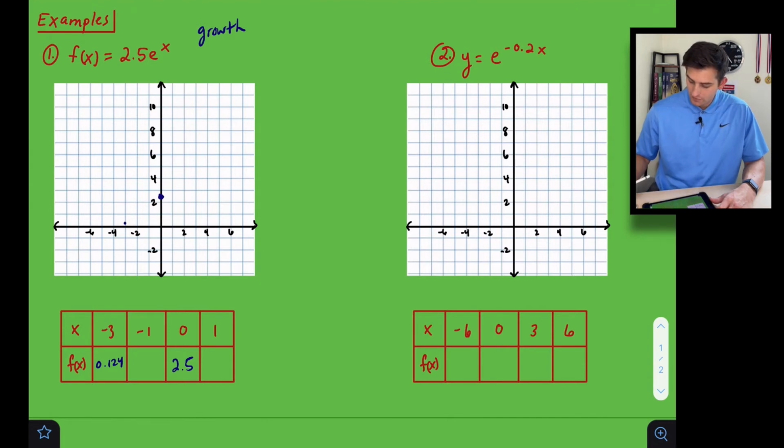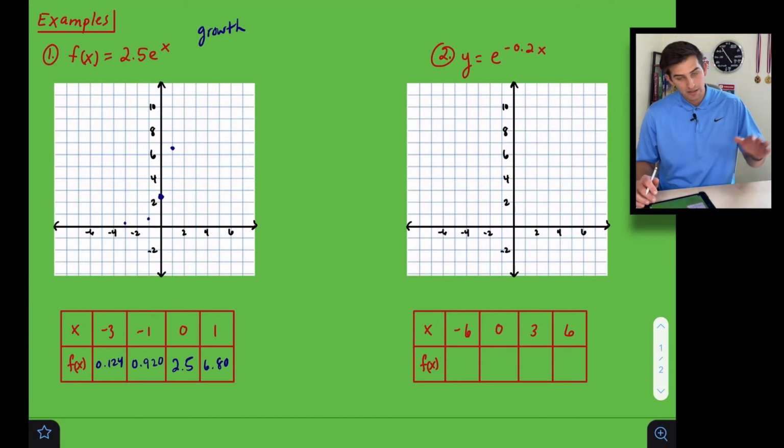And now we'll do 2.5 times e to the negative 1, and that's 0.920, so negative 1 and almost at 1. And then we'll do 2.5 times e to the first power, and that gives us about 6.80. So 1 and 6.8, so almost 7, so about right there.